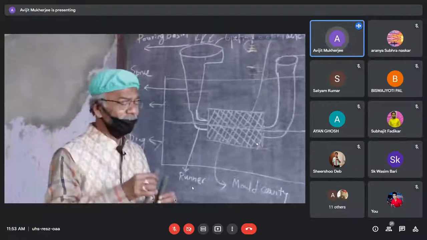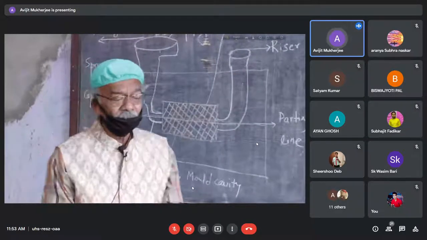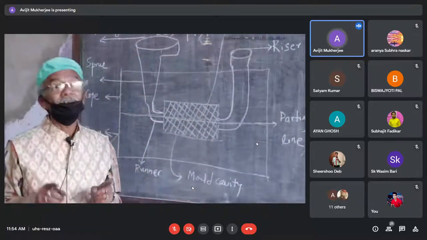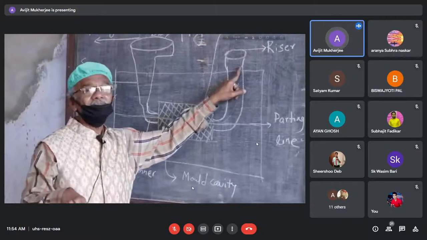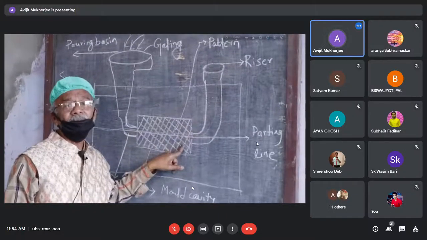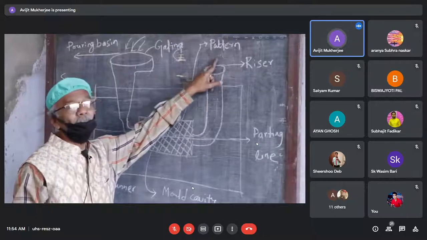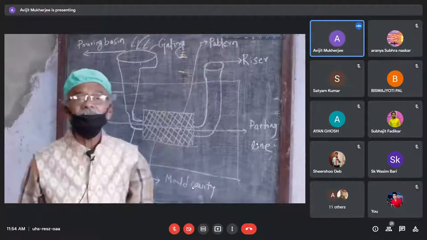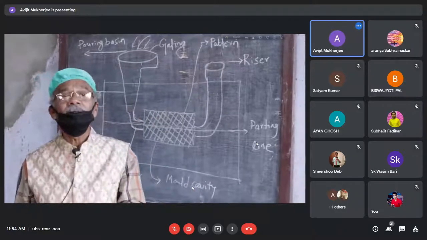The function of the riser is to ensure that the mold cavity has been totally filled up. After that, the excess metal will come over here. During shrinkage, this molten metal will fill the shrinkage. So this riser is basically open in ambient condition. There is another riser, which is known as the blind riser, which is not exposed in ambient condition.